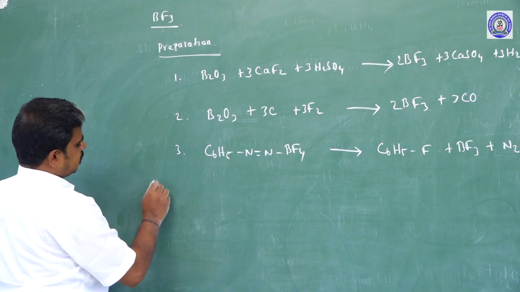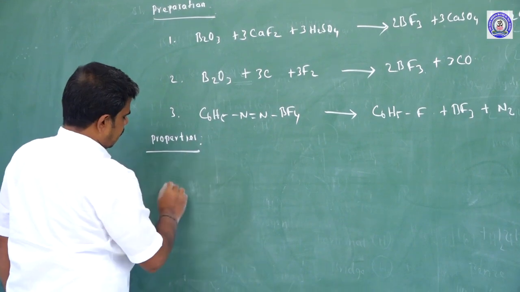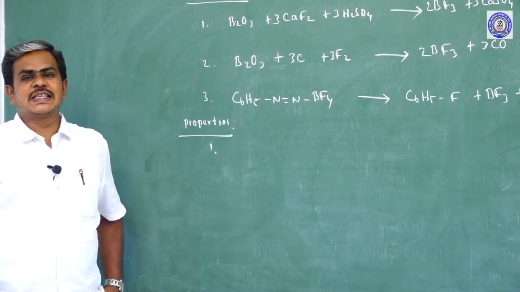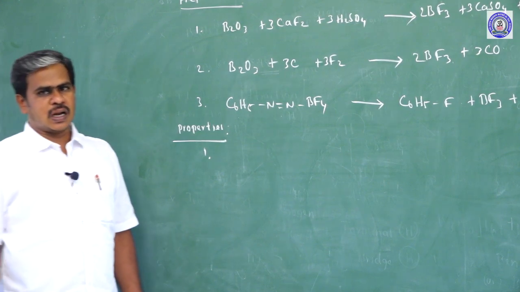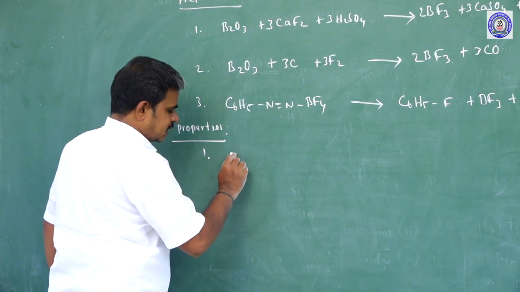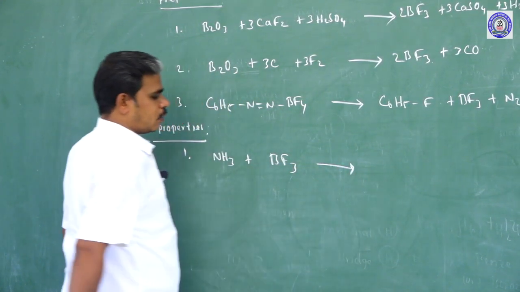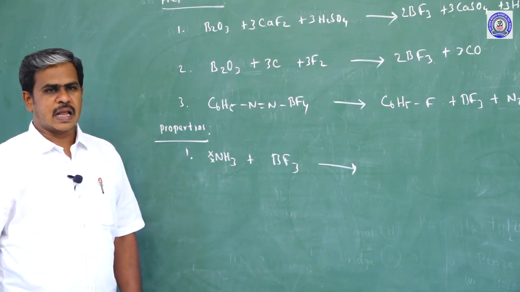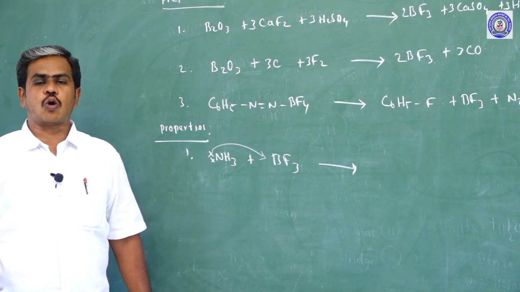Now we take the properties of BF3. The first chemical property is that BF3 acts as a Lewis acid. What do you mean by Lewis acid? A Lewis acid is one which accepts an electron pair. So when ammonia NH3 is reacted with BF3, you know that ammonia has a lone pair, and this lone pair of electrons is accepted by boron, forming a coordination bond.